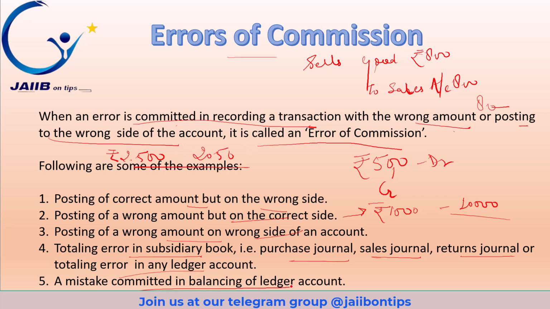A mistake committed in balancing of ledger account. So each ledger account needs to be balanced regularly. If this balancing is done incorrectly, it can lead to imbalances in the trial balance. For example, a ledger account for accounts receivable should show the total amount owed by the customer. If this total is miscalculated, it will cause the trial balance to be inaccurate. So remember, these clerical errors can disrupt the balance between debits and credits in the trial balance, which can have a cascading effect on the accuracy of financial statements and reports. Detecting and correcting these errors promptly is essential to maintain the integrity of your financial records.